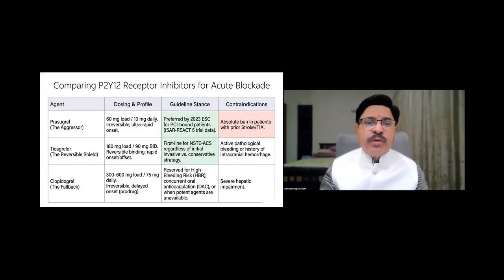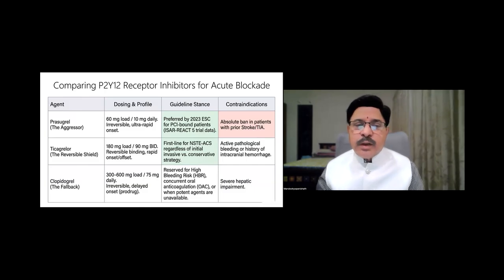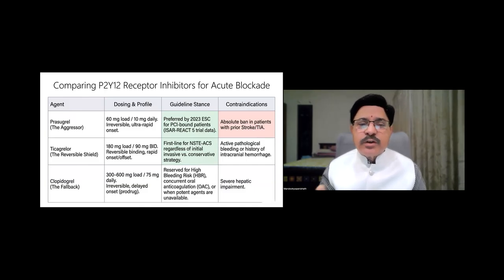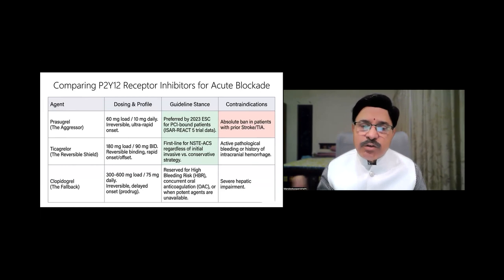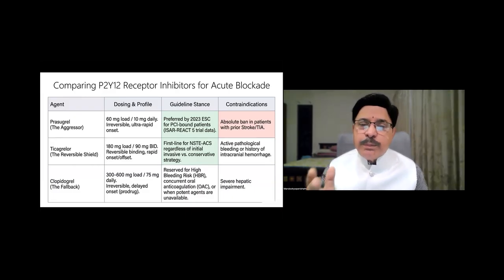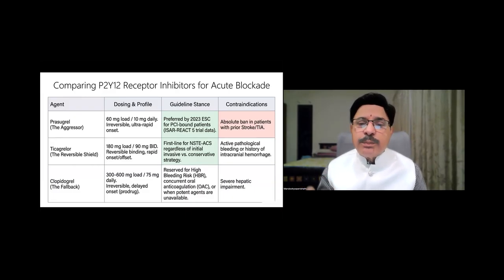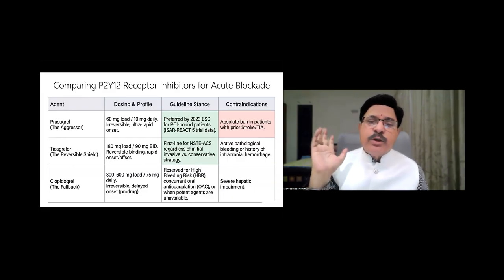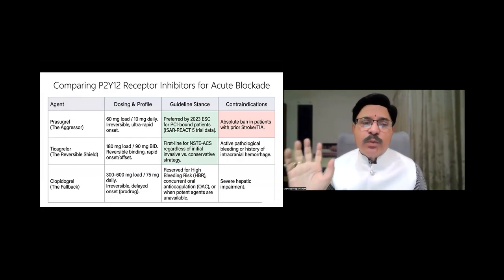Now, what are the other agents for dual antiplatelet therapy? I have clopidogrel in the bottom line. Clopidogrel: 300 to 600 milligrams loading dose, 75 milligrams continuation dose, irreversible binding, it is a prodrug. Now, the contraindication is hepatic impairment, and it is reserved for high bleeding risk patients, patients on recurrent oral anticoagulation, or when the potent agents are not available in your pharmacy or in your town.